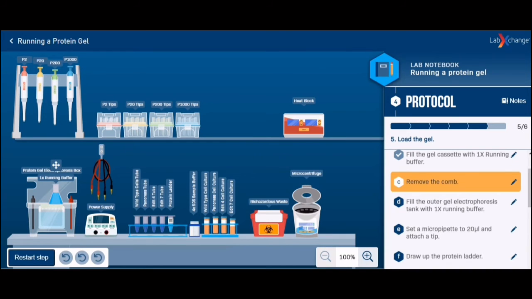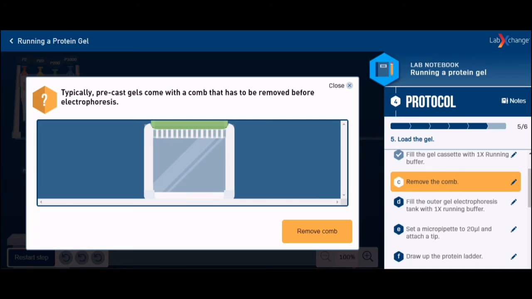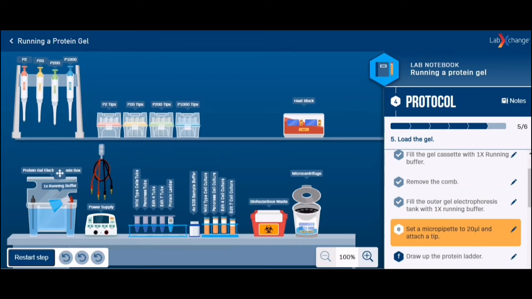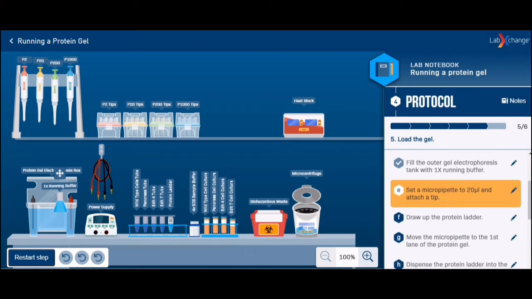Next, we will remove the comb. Remove comb. After removing the comb, we will fill the outer gel area of the electrophoresis tank with 1 times running buffer. And we will set a micropipette to 20 µL and attach a tip.